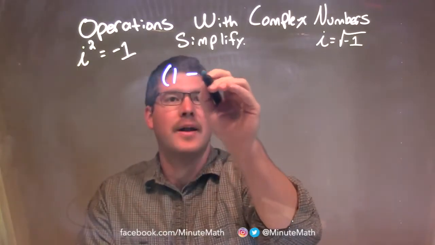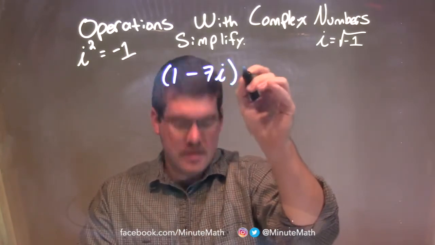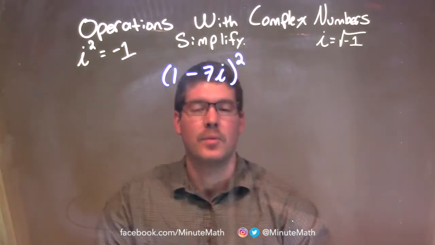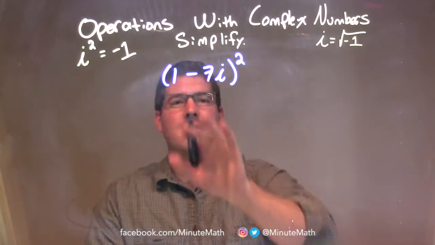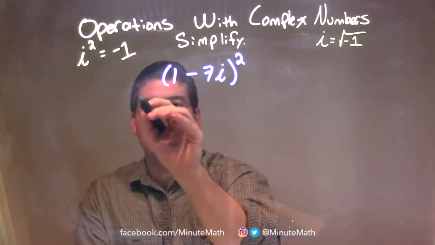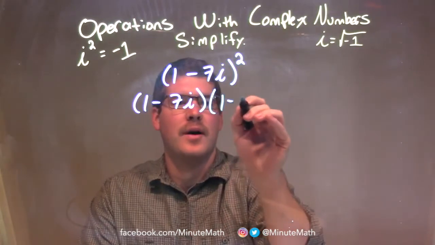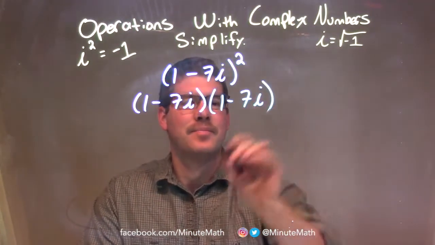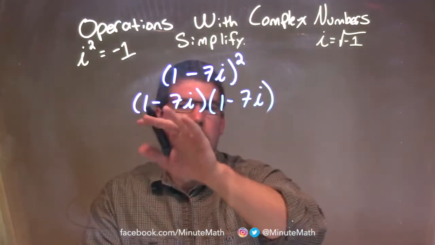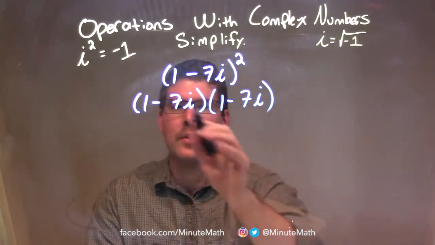1 minus 7i, and this is all squared. Well, we know when we square something like this, it's really the same thing written twice. So we have 1 minus 7i multiplied times 1 minus 7i. So now let's multiply all parts of my first parenthesis by all parts of my second parenthesis.